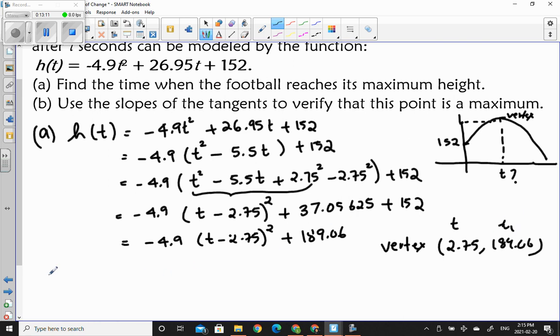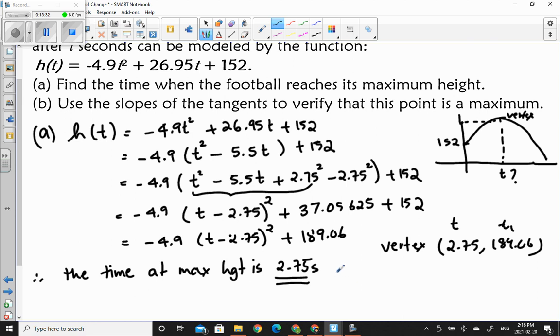Okay, so therefore, they didn't ask us for the maximum height, but we also have that value if needed. So the time at maximum height is 2.75 seconds. This time is in seconds.